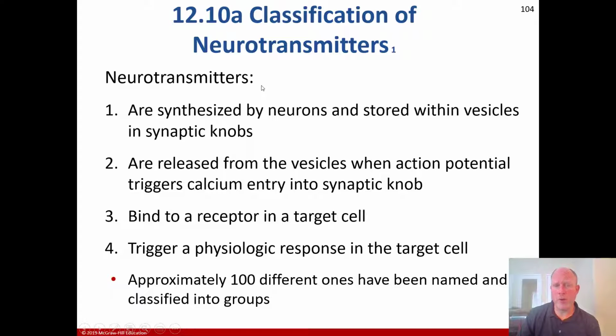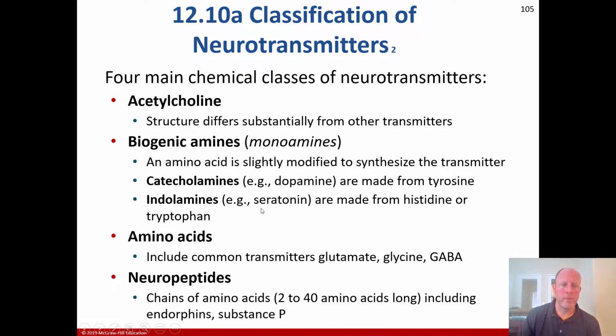So in classification of our neurotransmitters, they're synthesized by neurons, and they're stored within vesicles in the synaptic knobs, the synaptic vesicles, right? They're released from the vesicles when action potential triggers calcium entry in the synaptic knob, just like we have in muscle, same way with the neurons in general. They bind to a receptor in a target cell. They trigger a physiologic response in the target cell, and approximately 100 different ones have been named and classified into groups. Clearly, you're not going to have to know all of those.